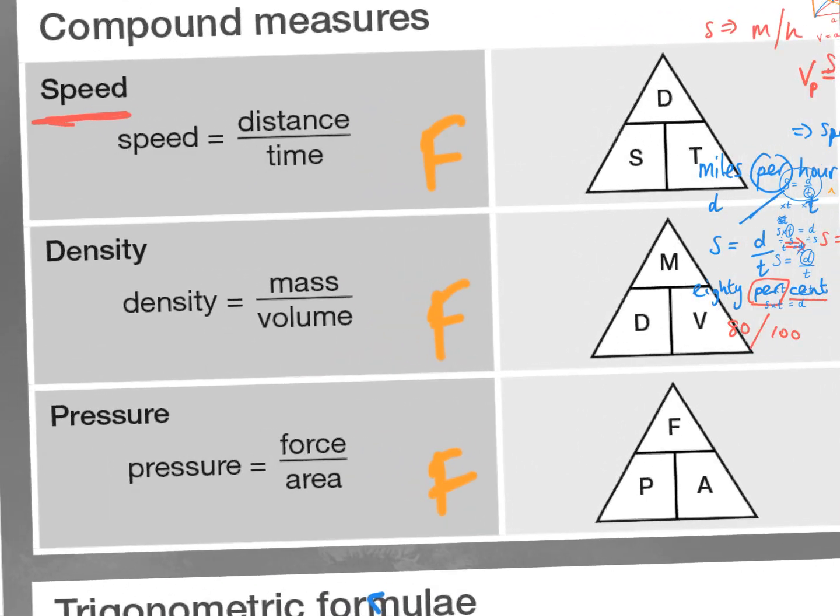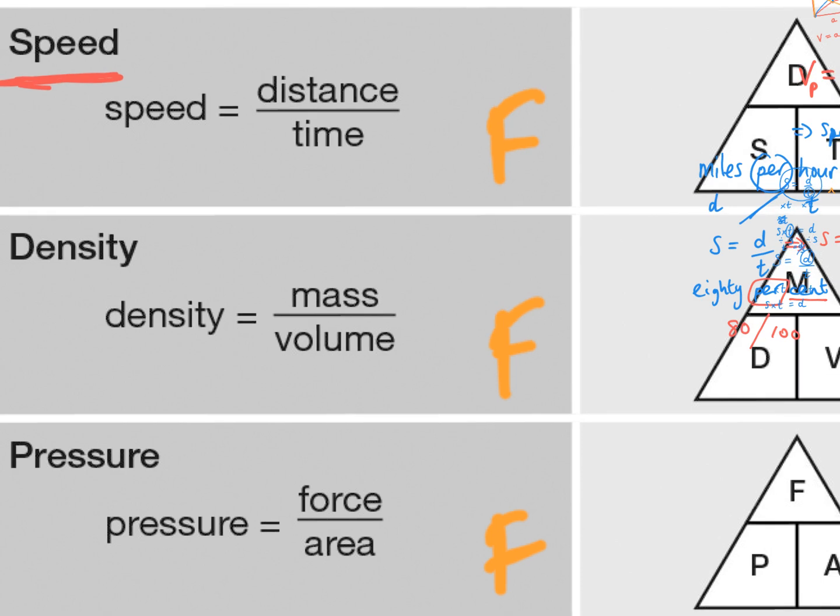Now, for density as mass over volume, try not to say it like that. Try and say density is how much mass you can cram into a certain volume. So mass per volume.